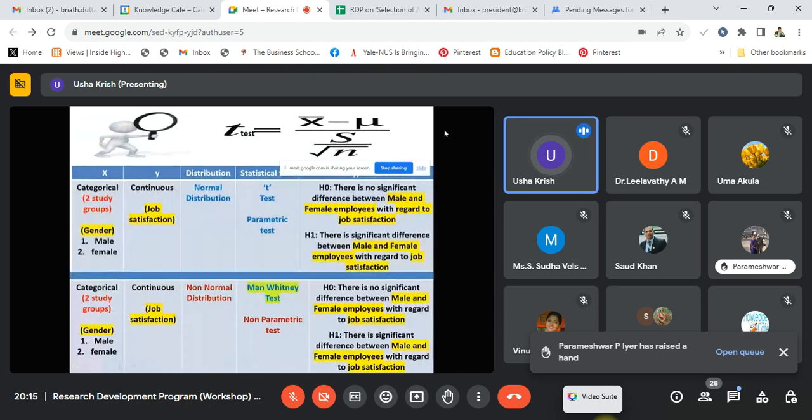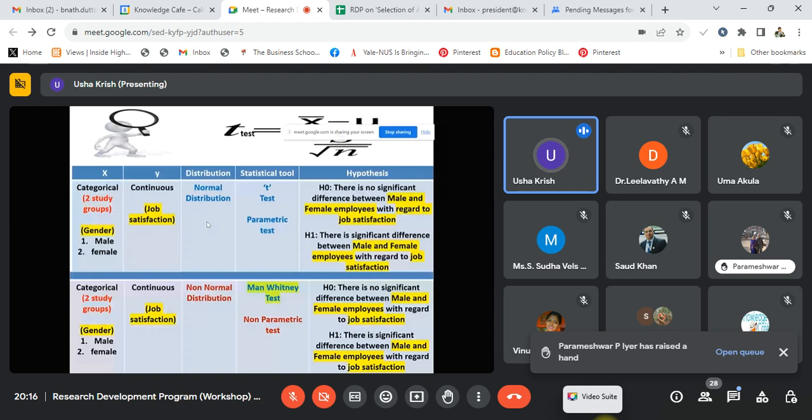Next is the t-test. Here I have two variables, the x variable and the y variable. X is a categorical variable and y is continuous data. X is categorical, y is continuous. And I have two study groups. I have taken two groups in my study, for example, male and female.